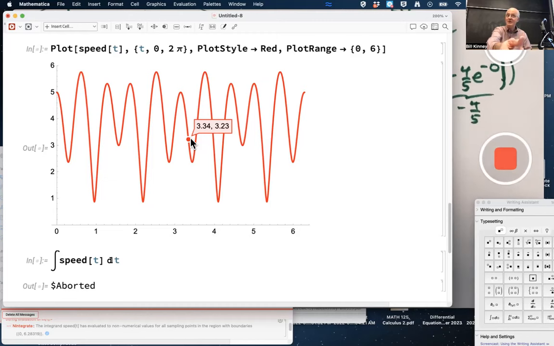Could I graph the distance traveled as a function of t? Yes, but I won't take the time to show you how. It'd be a graph that goes up, but in a wobbly kind of way. Okay? Because you're speeding up and slowing down.